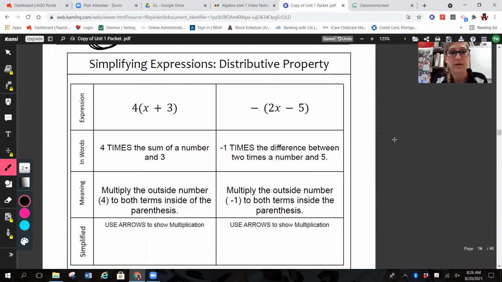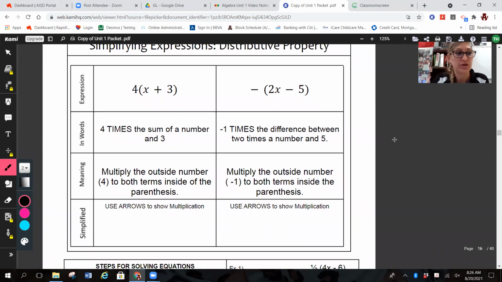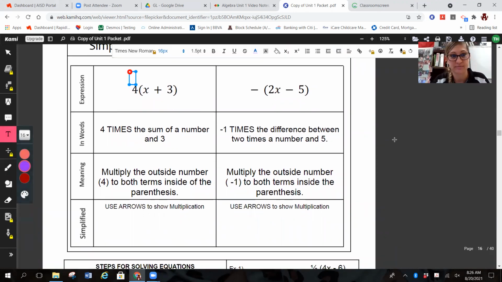Okay, moving on. Simplifying expressions. This is page 16 in your packet. This is the distributive property. The distributive property uses parentheses.